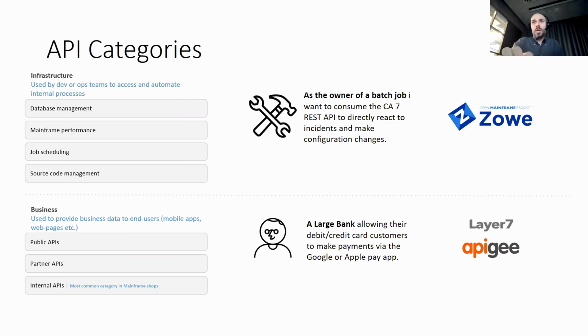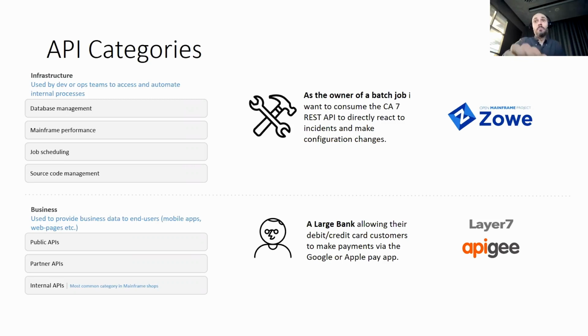Now the third column over on the right shows a selection of API management solutions that organizations are using to manage these APIs. So on the business side, organizations with, let's say, medium to high maturity in terms of consuming mainframe and distributed APIs in production will often have a management solution in place like the ones indicated here. This is just two examples. There are a number of them available.